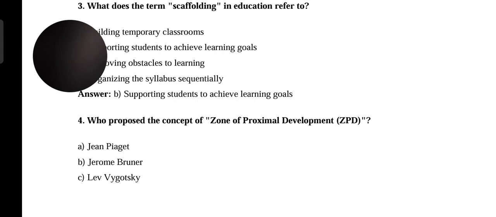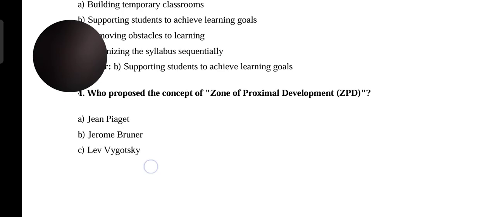Who proposed the concept of zone of proximal development, ZPD? It is not an FDP or PDF or whatever. It is ZPD, meaning zone of proximal development. So who proposed the concept of zone of proximal development?